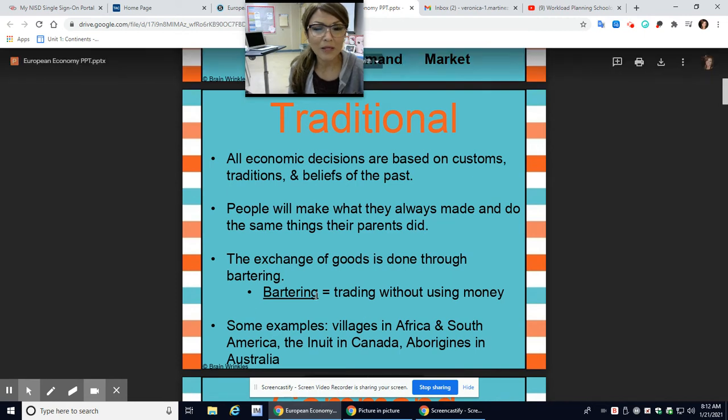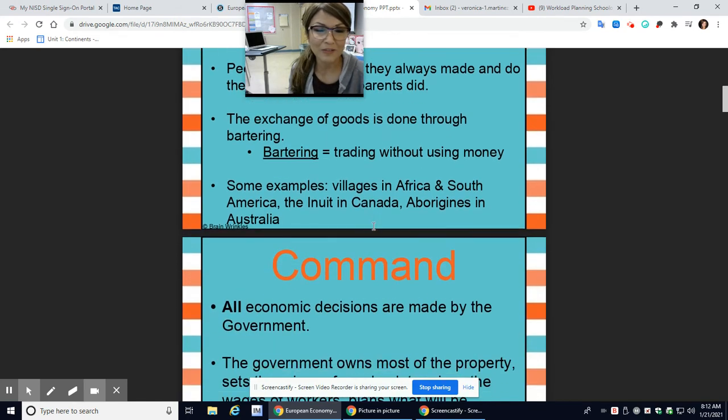More than anything, they trade with each other without using money, and we call that bartering. You'll see some of these examples in villages such as Africa and South America, the Inuit in Canada, and the Aborigines in Australia. We've talked about this so many times. But again, this is just a reminder.